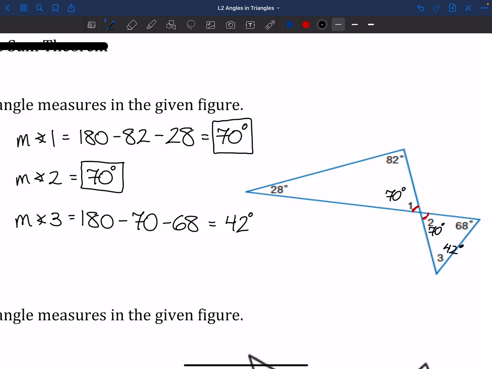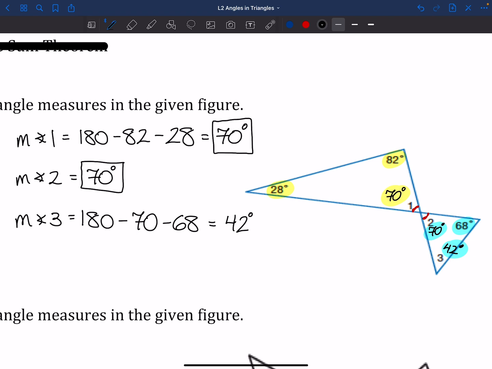A good way to check your work is to add them all together. In this first triangle, you could add 82, 28, and 70 and see if they come out as 180. In the second one, you could check 68, 70, and 42 and see if those add to 180. If they do, then you're all set. You found angles that actually do work for those triangles.